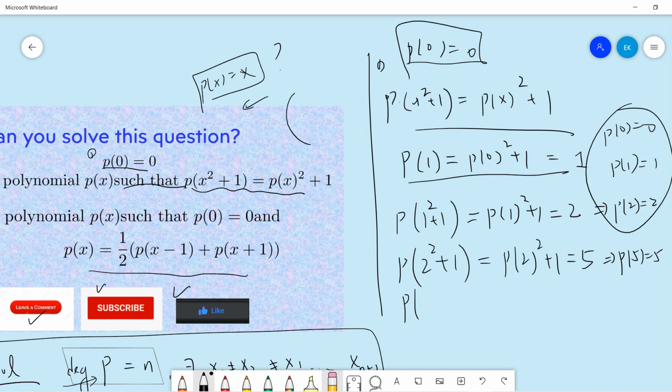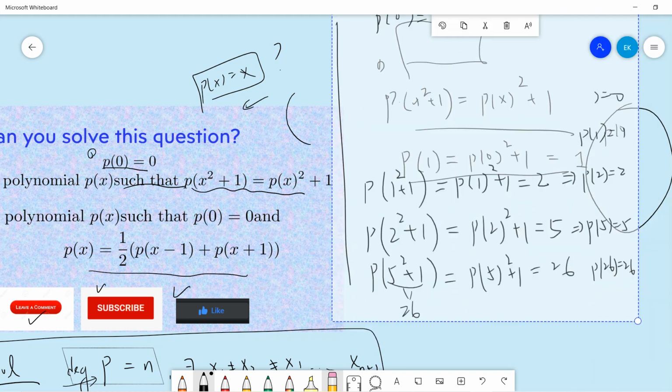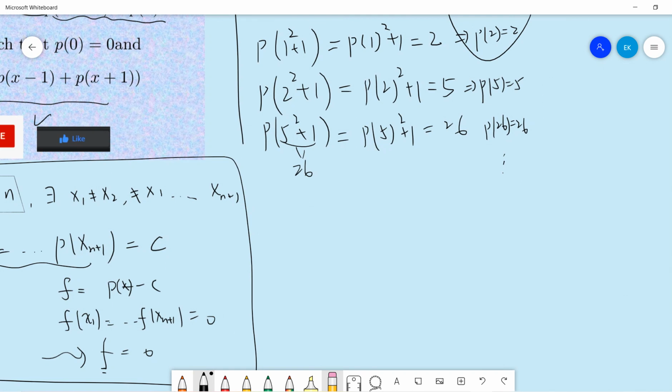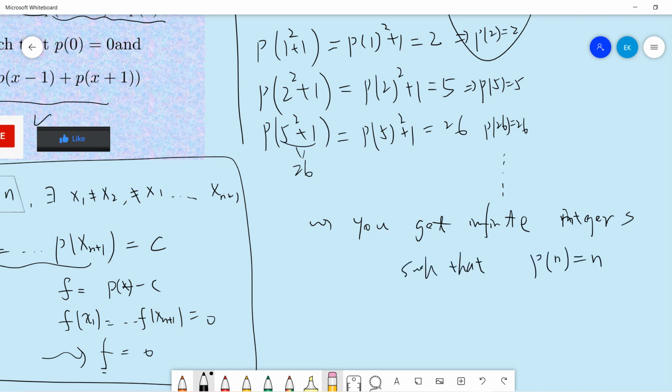Then we keep going: p of 5 squared plus 1 equals p of 5 squared plus 1, which is 26, so p of 26 equals 26. Now you see the proof is done, because if you keep going, you get infinitely many integers n such that p of n equals n.